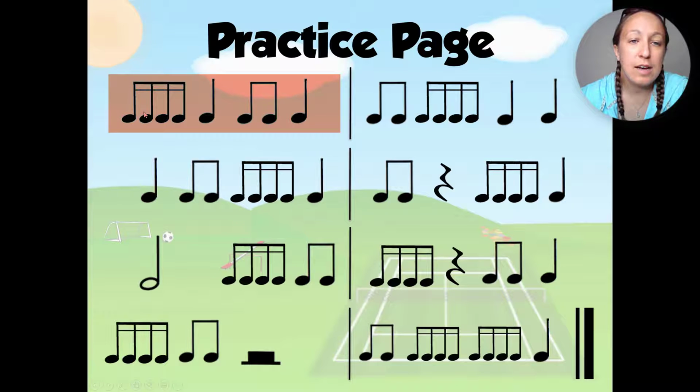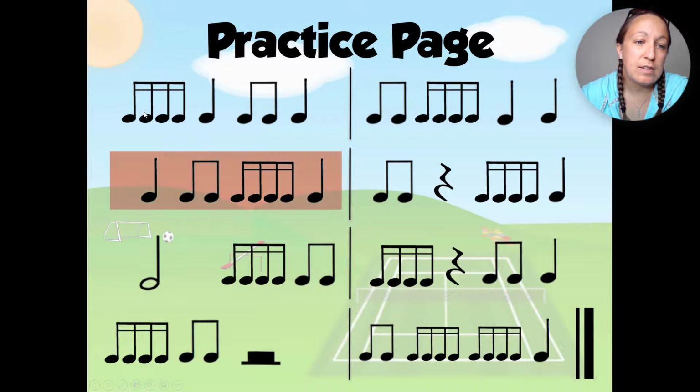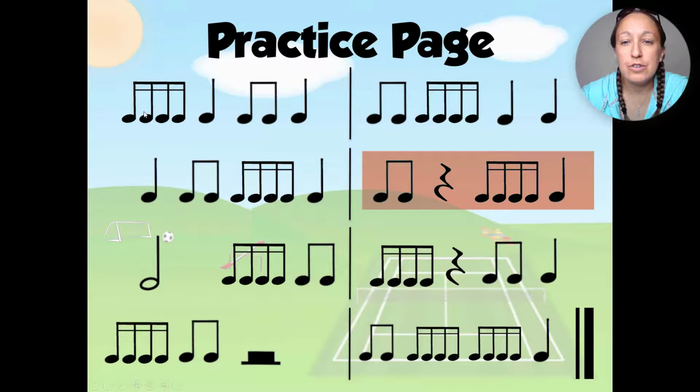Tika tika ta, ti ti ta. Your turn. My turn. Ti ti tika tika ta ta. Your turn. My turn. Ta ti ti tika tika ta. Your turn. My turn. Ti ti sh. Tika tika ta. Your turn.